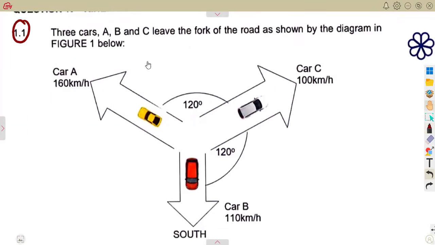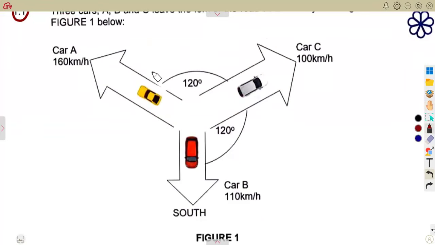We are given the three cars A, B, and C. On our diagram, as you can see, that's our car A at 160 kilometers per hour, then B at 110 kilometers per hour, then also C, which is at 100 kilometers per hour. Then these cars are being separated each by 120 degrees. So this is going to be also 120 degrees in between here.